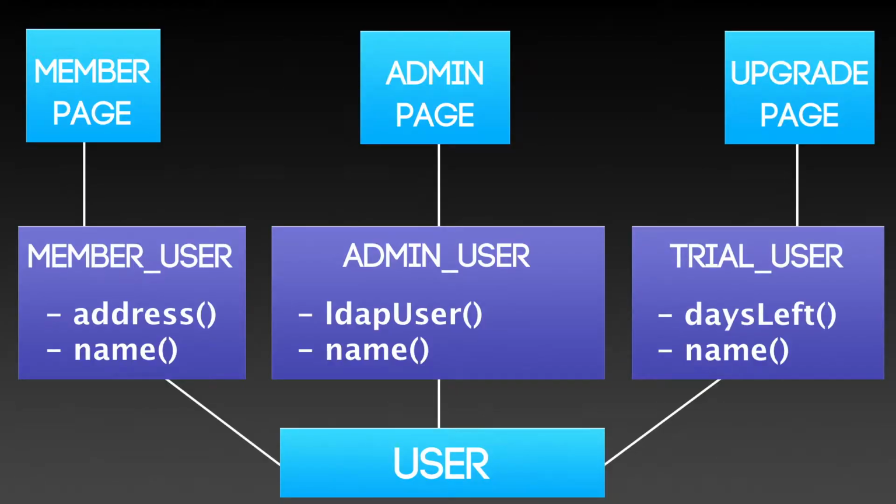The admin section code now has an admin user interface that offers the LDAP username. The upgrade page code has a trial user interface that offers days left in trial. Finally, everything else uses a member user interface that includes an address. Anything that is common, like the user's name, is made available in each interface. Yes, that is perfect. While you may not be able to change the fact that you have a giant data access object in the system, you are now protecting other teams from that knowledge using client-specific interfaces.